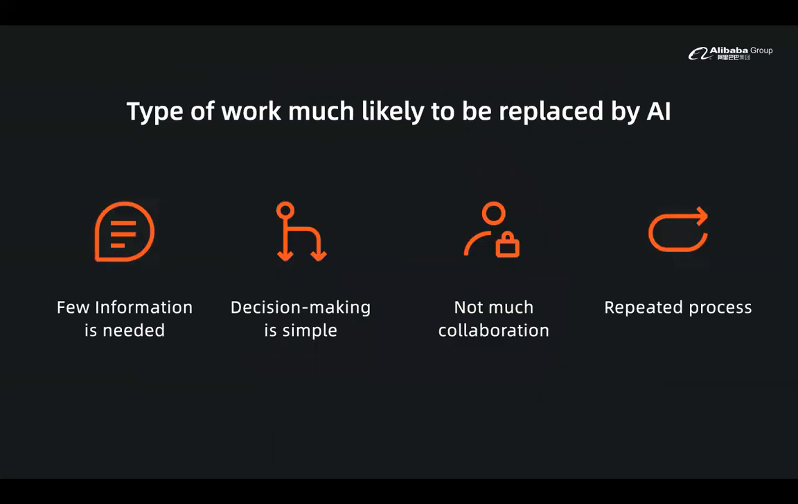However, if your current work contains one of these criteria, then it's time to rethink how to transition your career, because this kind of job can easily be replaced by AI. First, if your job needs little information, or the decision-making process is very simple, or you are mostly doing independent work and don't have much collaboration with other people, or the working process is the same, repeating again and again. So if your job contains one or more of these criteria, then yeah, it's really a good time to think what you can do to transition your career in the future.